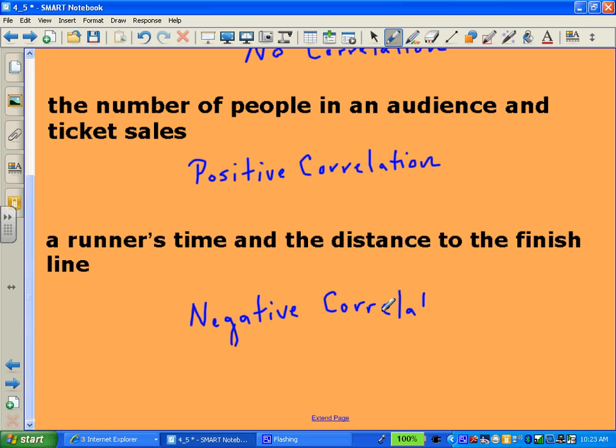And you can see here how I kind of just talk myself through these situations. Ask yourself, okay, are they both increasing at the same time? Is one increasing and one decreasing? Or is there no way to tell? Okay?